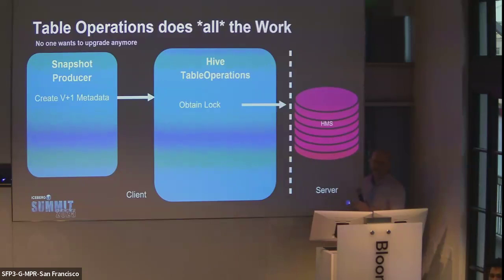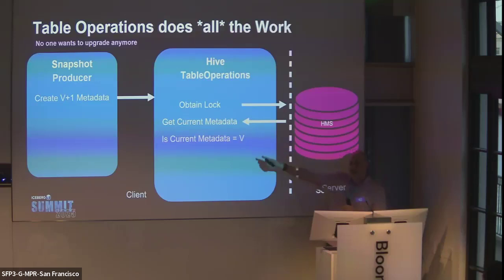I know Peter isn't here. He made an alternate way to do this, but this is the old way, so I'm going to talk about it. We obtain a lock. This is classically really difficult. We then get the current metadata. We check whether it's the same as the one we thought was V.